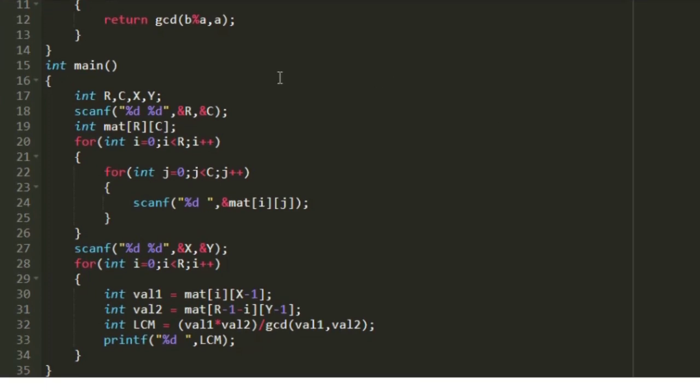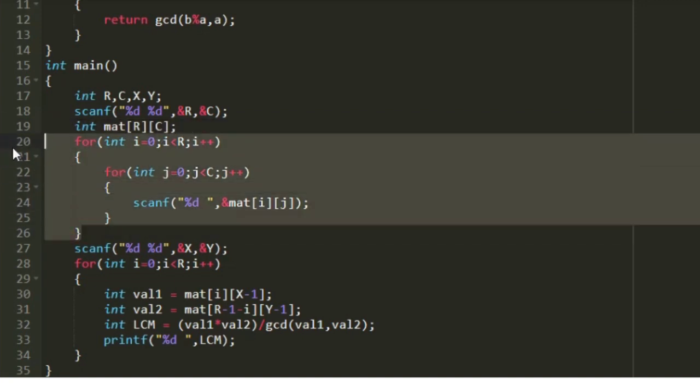So first I am creating 4 integers r, c, x and y, and in the next line I am accepting the value of the 2 integers r and c, and then I am creating a 2-dimensional array named mat of size r cross c. So we will be storing our input matrix into this 2-dimensional array.